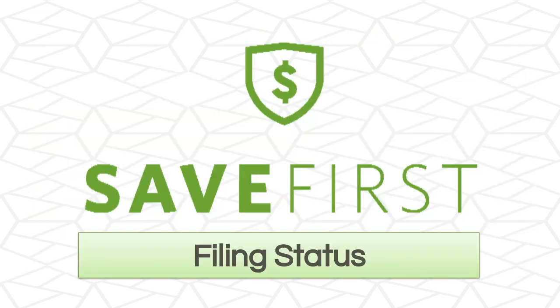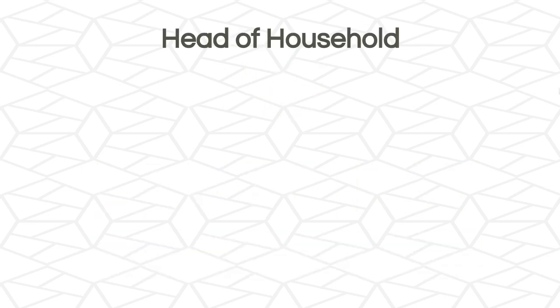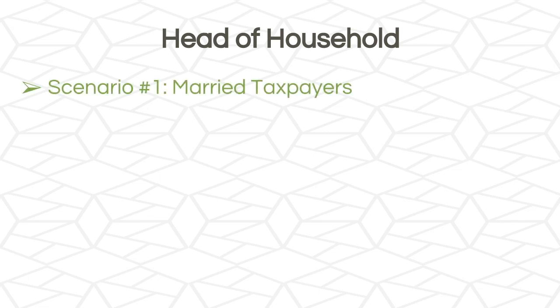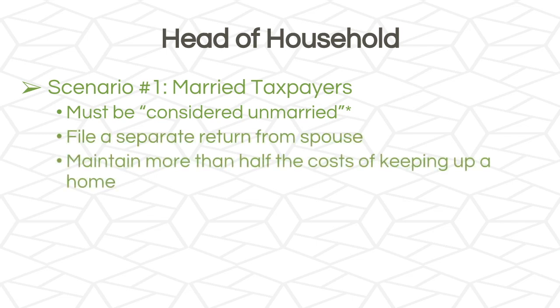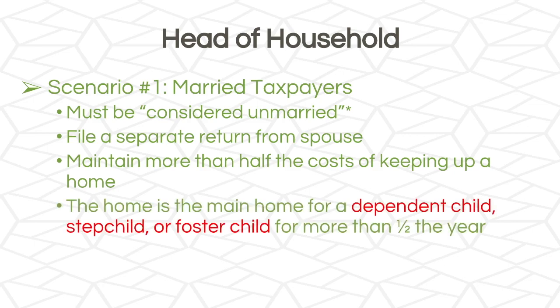Now let's talk about filing status. So remember, there are 2 kinds of head of household. The first scenario we're going to talk about is for married taxpayers. To be head of household, married taxpayers must be considered unmarried, and we'll talk about that in just a second. They have to file a separate return from the spouse, maintain more than half the cost of keeping up the home, and then the home has to be the main home for a dependent child, stepchild, or foster child for more than half the year.